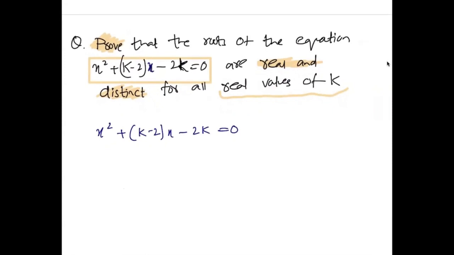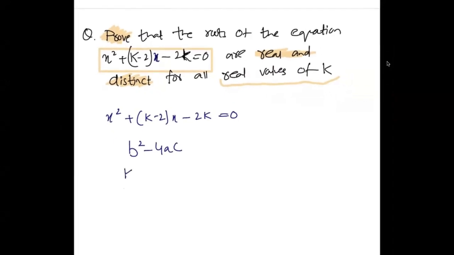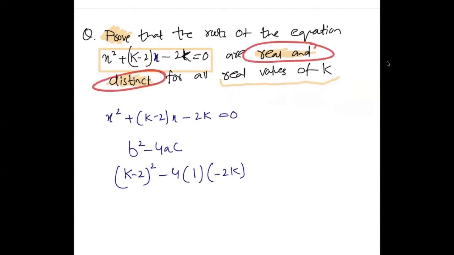K minus 2. Okay. Now I want you to write down the discriminant expression for this equation. B value is going to be k minus 2 whole square minus, a value is going to be 1, c value is minus 2k. Now, do you notice that I'm not putting any sign of the inequality? Because I want to prove that it's always going to be positive. Because if I want to show that it's going to be real and distinct, it means the answer must always be positive.